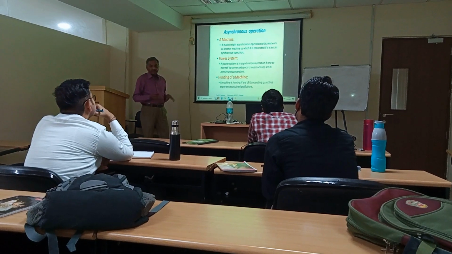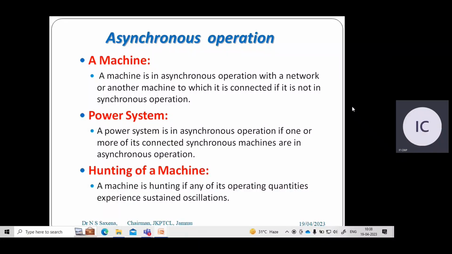Asynchronous is which are not synchronous. A machine is in synchronous operation with the network or another machine to which it is connected; if it is not in synchronous operation, the speeds are not matching, both the speeds are different. So this will be a transient condition. This can be unstable, a condition which leads to the blackout. It eventually results in the blackout.